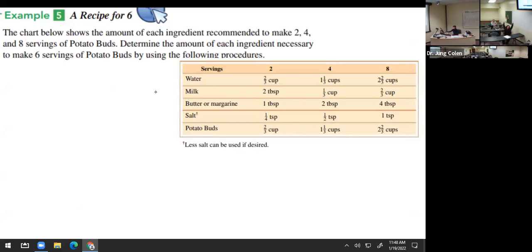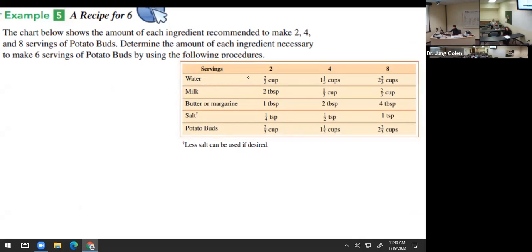Okay, so this is a recipe for potato buds. What's potato buds? You like mashed potato? I don't know. Maybe similar. You can make mashed potato and make flour with it. I don't know. But it sounds very similar to mashed potatoes.